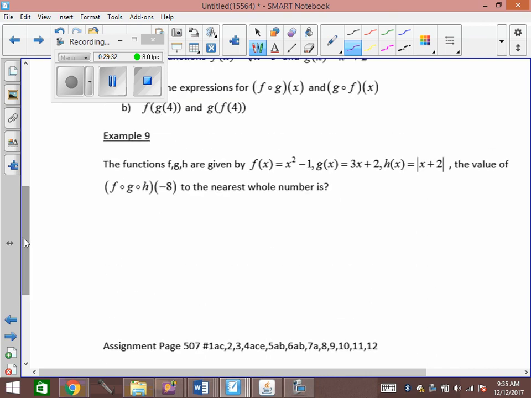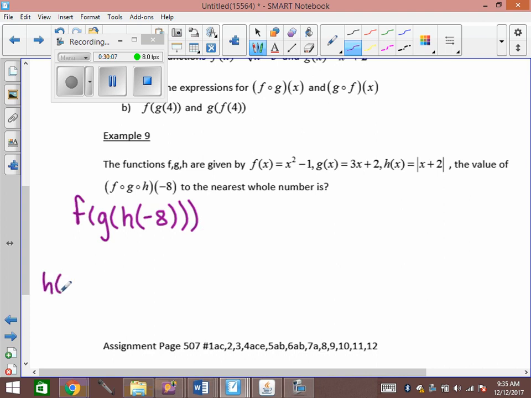Oh, this one. I forgot to go over this one. This one's f of g of h. So this would be f of g of h of negative 8. Now close a bracket for that one, close a bracket for that one, close a bracket for that one. This looks a lot more difficult than it really is. We're just going to find the output for h of negative 8, put it into g, and the output of that, put it into f. So you're just doing it 3 times instead of 2. It's not crazy difficult.